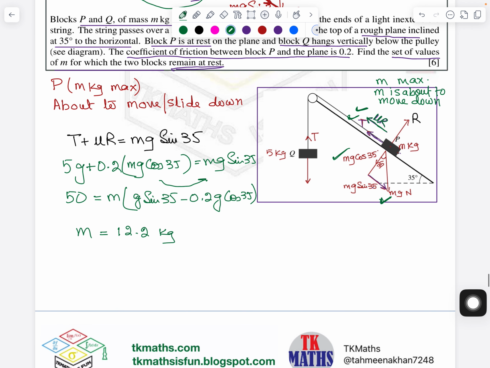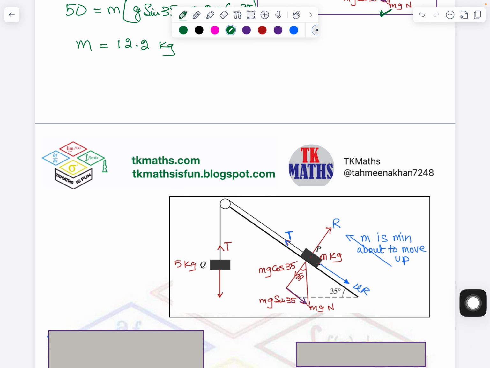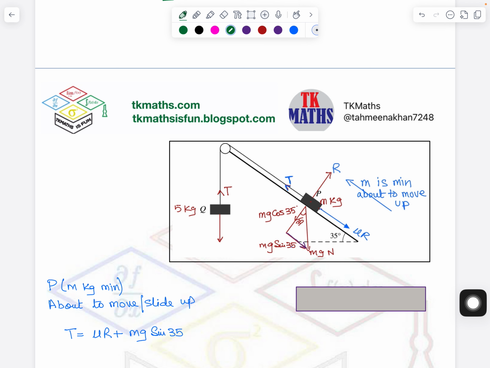Now let's consider the second case, when the object is very light and it is about to move up. Because the object is about to move up, the frictional force will be acting downward. The maximum frictional force and the force due to weight parallel to the plane are acting downward, and the force due to tension is acting upward. So that's why the equation will be T is equal to mu R plus mg sin 35.